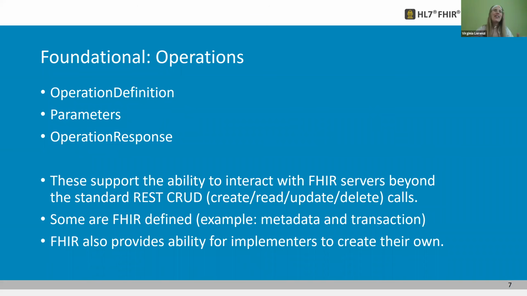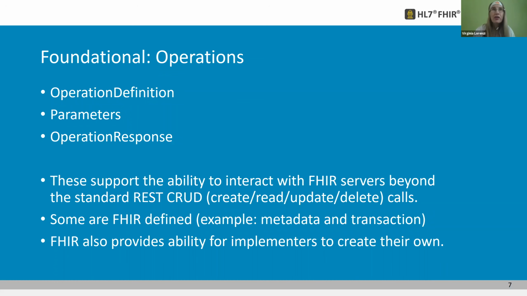And now, still in foundational, we have operations. Operations are a really important part of our RESTful API in FHIR. And we think of our typical operations like create, read, update, delete. But sometimes there are operations that are a bit fancier that are kind of built on these. Some are built into the FHIR specification, such as the metadata operation, which I love. That's when you can ask a FHIR server, what does it support? What are its capabilities? And that you can get with the metadata operation.